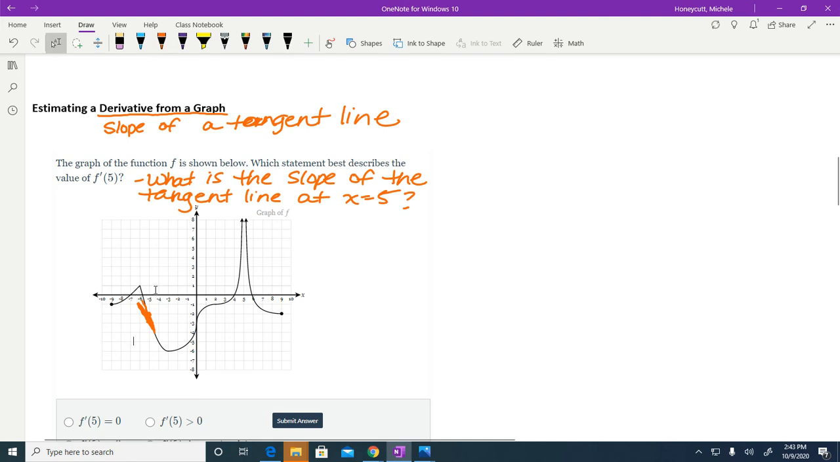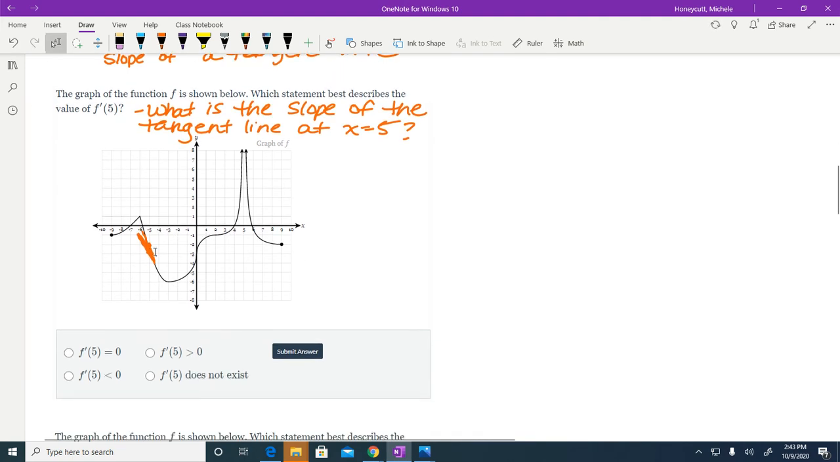It's hard to get an exact value, but look at your options. My options are f prime of 5 equals 0. Well, is this tangent line horizontal? Because that's what 0 slope looks like. No, so it's not 0. Is the derivative less than 0? Well, I look at my tangent line, I see that there's a negative slope. And negative slopes mean less than 0. So it looks like my derivative is less than 0.